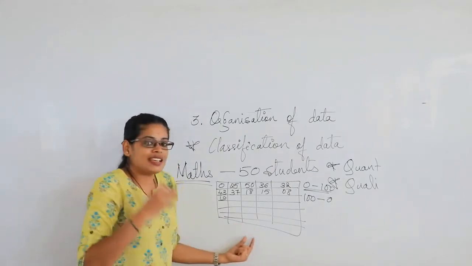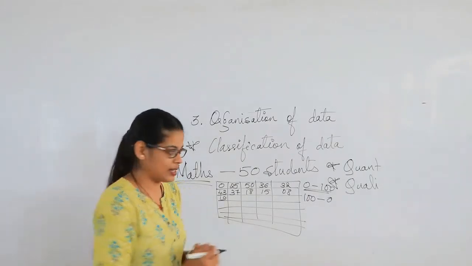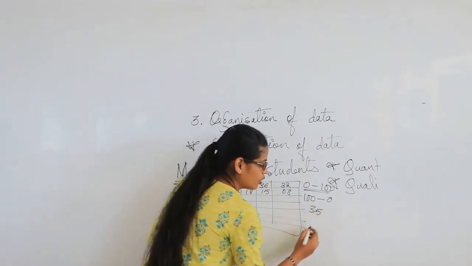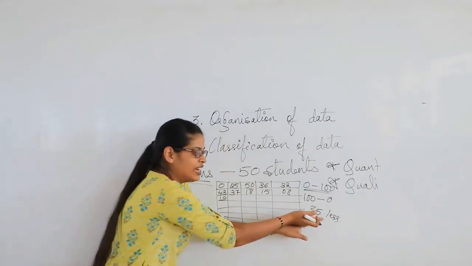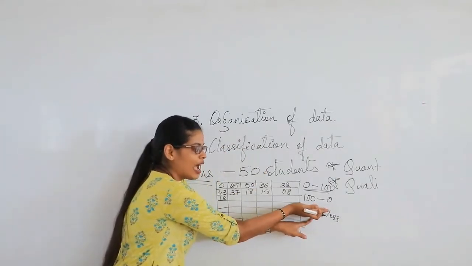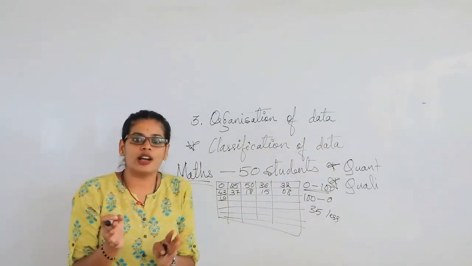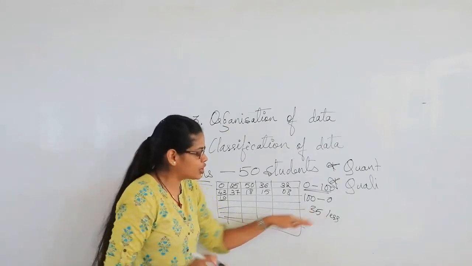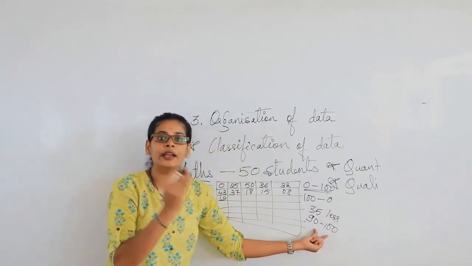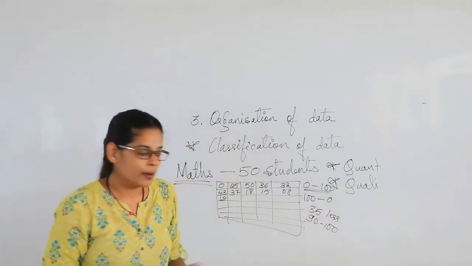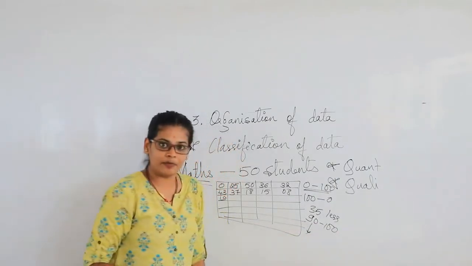If I am just focusing on the students who have scored less than 35 marks, then I may not need the data of those who have scored above 35, right? Or if I am just focusing on the students who have scored between 90 and 100, then I don't need the data which is less than 90, right?